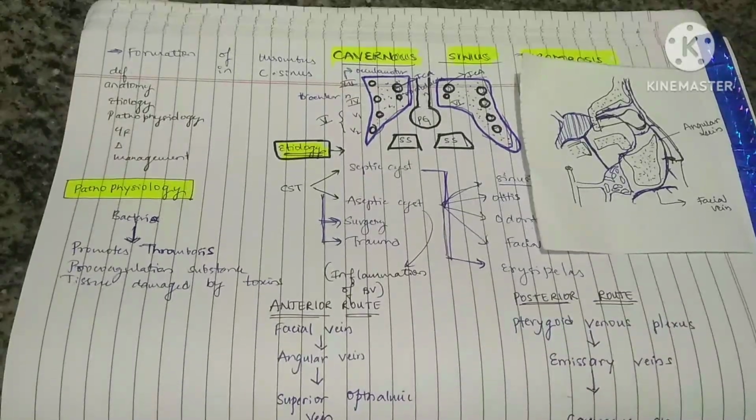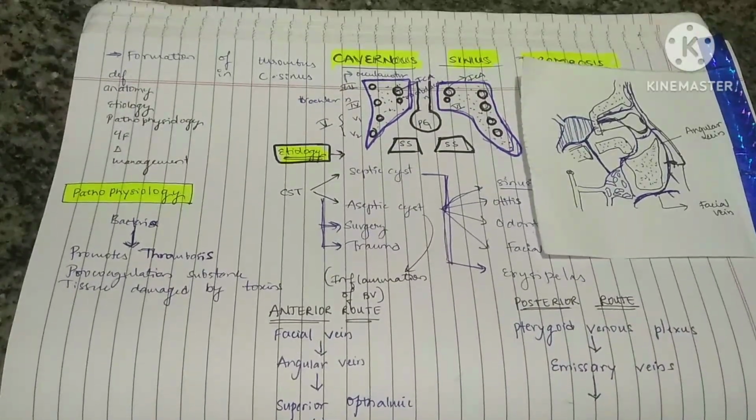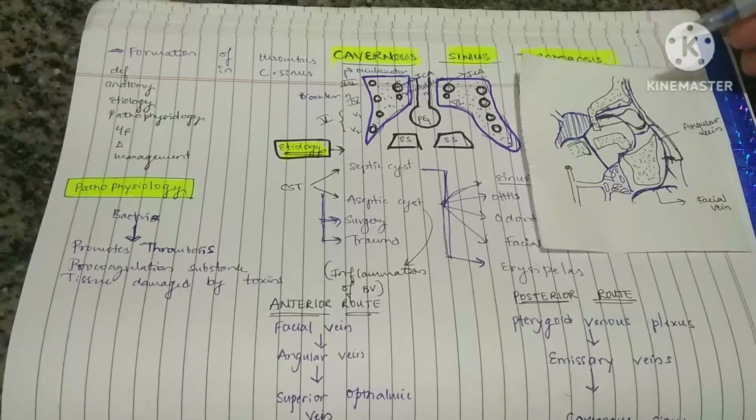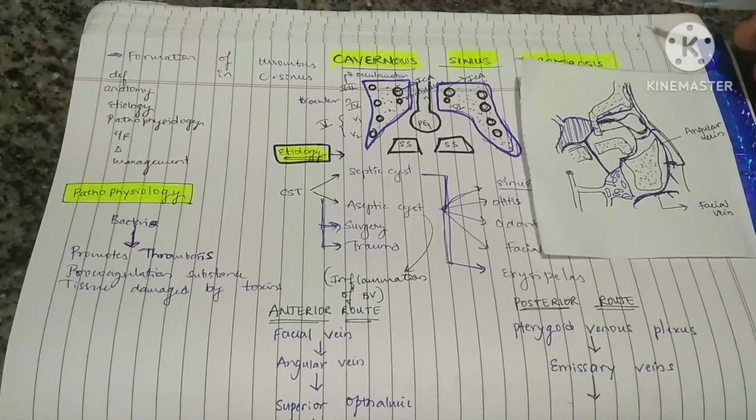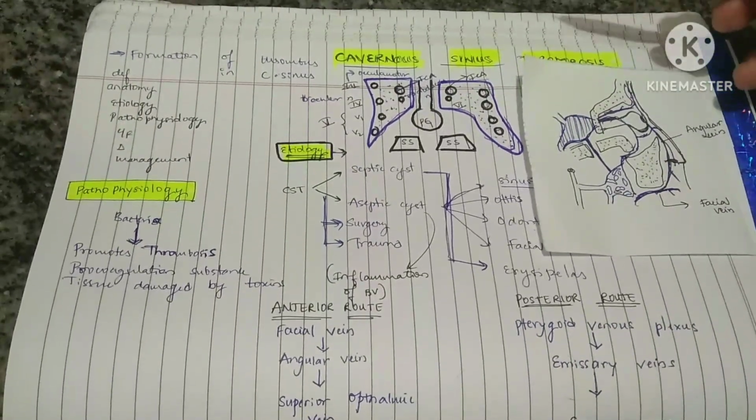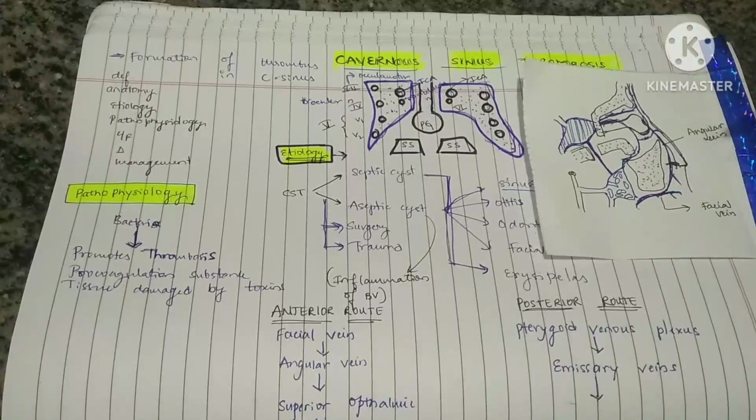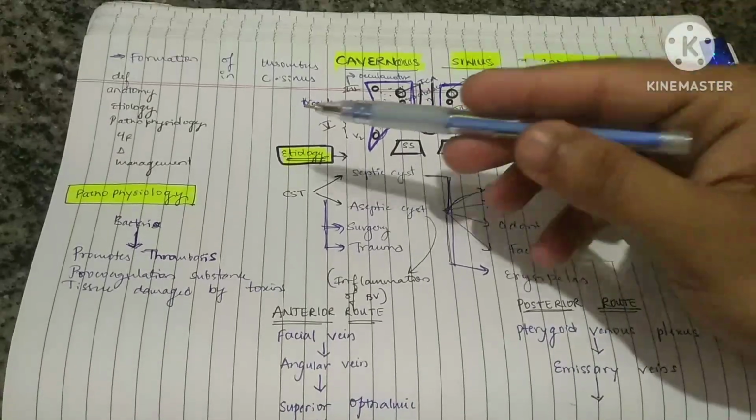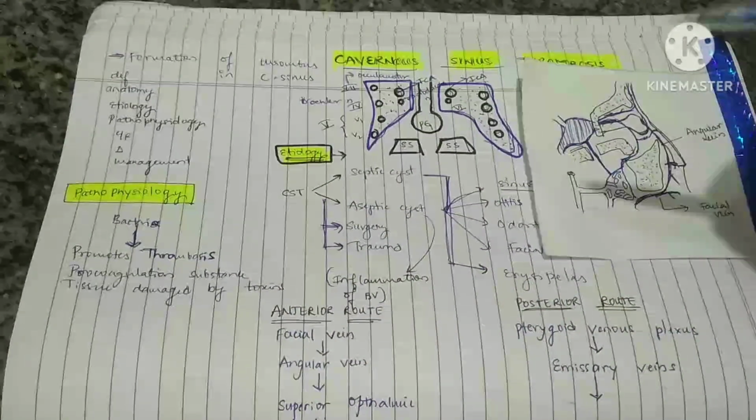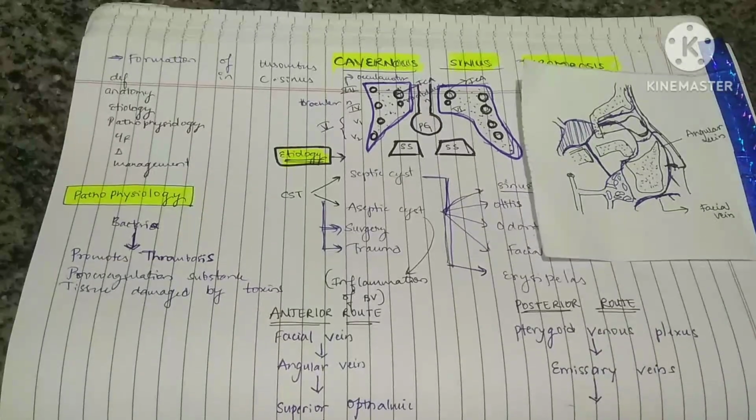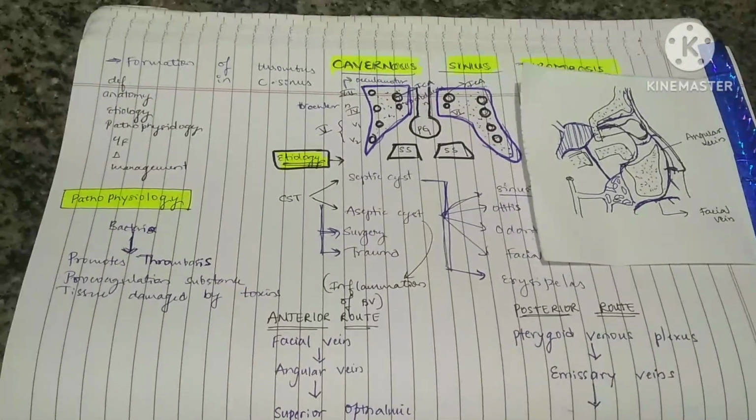So yeah, hello friends. Today we'll be studying the topic Cavernous Sinus Thrombosis. In this topic, we'll be studying under the headings of the definition, proper anatomy, etiology, pathophysiology, clinical features, the diagnosis and the management of it. Okay. So yeah, coming to the definition, what we have is the formation of a thrombus in the cavernous sinus.